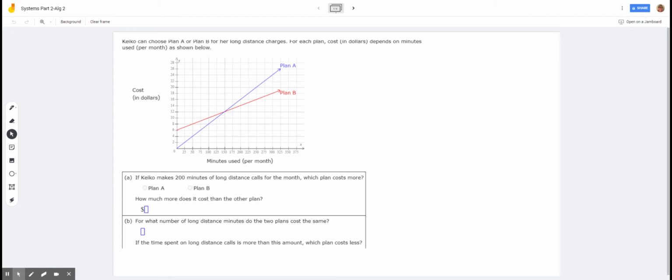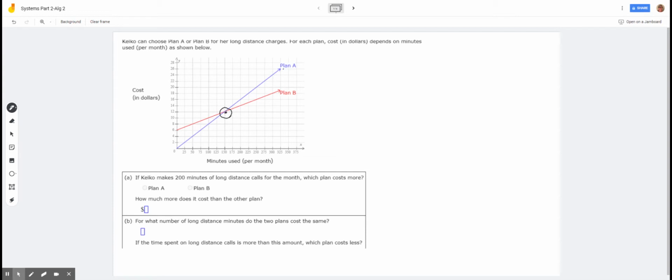So the first one is interpreting a graph. You're going to get a lot of these. It's basically going to compare a couple of things, and most of the time it's going to ask you to find or recognize this point. This point is the point of intersection. That is the point where something happens. In this case, it's where plan B becomes less expensive than plan A, and where plan A gets more expensive. Right here is where they are exactly the same.